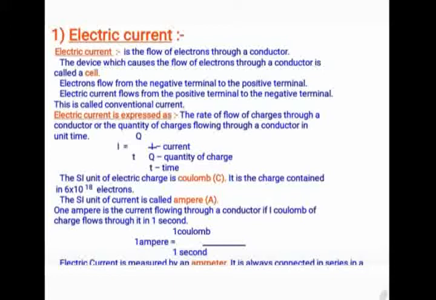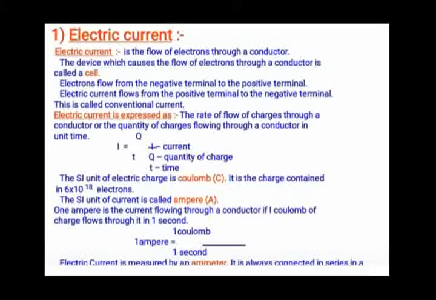The SI unit of current is called ampere. 1 ampere is the current flowing through a conductor if 1 coulomb of charge flows through it in 1 second. 1 ampere equal 1 coulomb upon 1 second. Electric current is always measured by an ammeter. It is always connected in series.